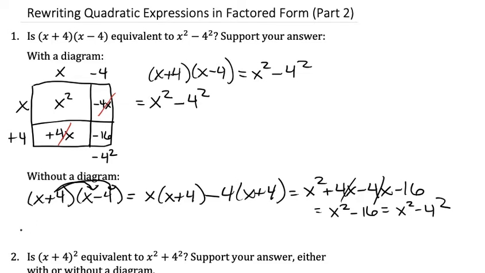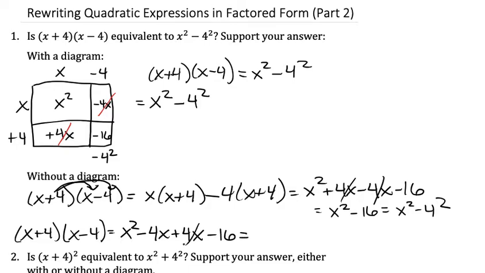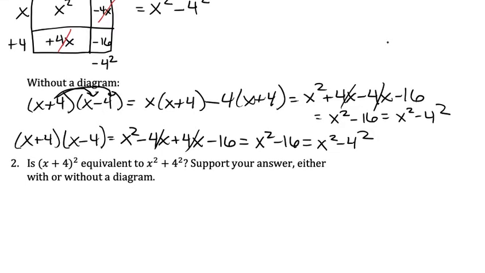Or if I want to use FOIL, I can do that as well. That's going to be x squared for first, outside minus 4x, inside plus 4x, and last is minus 16. The middle two terms cancel out, and we get x squared minus 16. So the answer here is yes, they are equal. I showed it in 3 different ways.